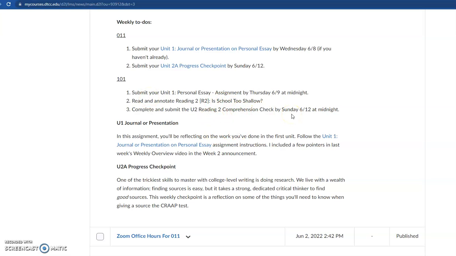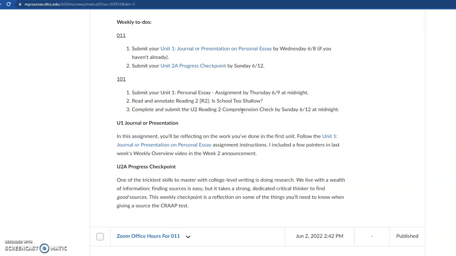You do not need to complete your O11 assignment for the Unit 2A progress checkpoint before doing your Reading 2 Comprehension check. You don't need to do this step before this step. This is just going to help a little bit as we start talking about reading comprehension, and also, more so than that, when we start moving into research.